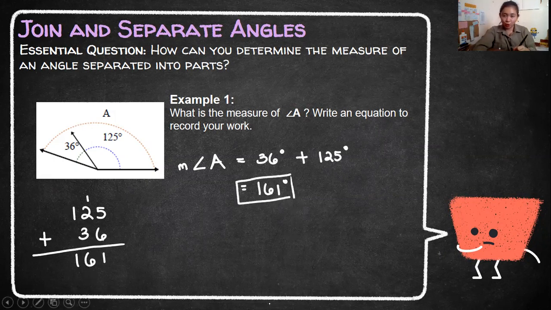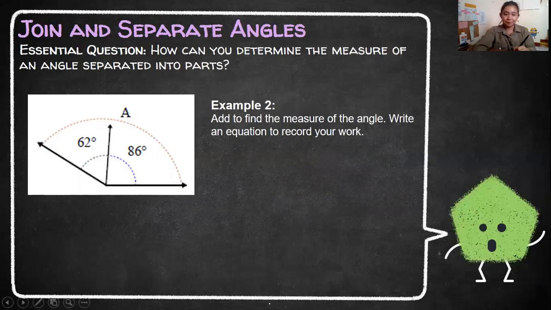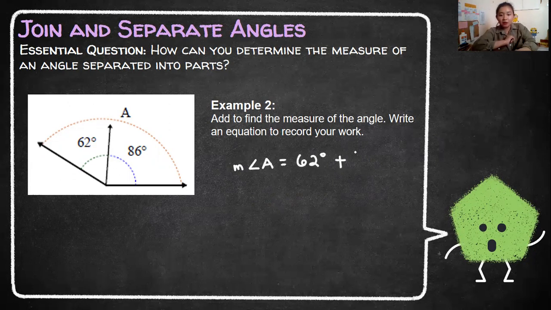Another example of joining angles would be this one. Very similar to the first example, we have here two adjacent angles which measure 62 degrees this time and 86 degrees. Now combining those two measurements, we can have the measure of angle A. So we can write this equation. The measure of angle A is equal to 62 degrees plus 86 degrees.